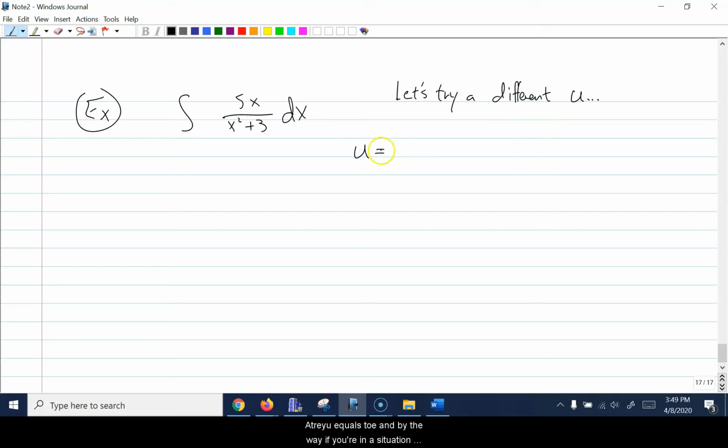Let's try u equals... Oh, and by the way, if you're in a situation where that thing took up the entire page, you might want to pick a different letter, use v instead of u. If you're writing u's, make sure you put a little tail on them so that they don't look the same as your v's. I'm going to go ahead and use u because I'm on a different page and I don't think I'm likely to mix myself up.